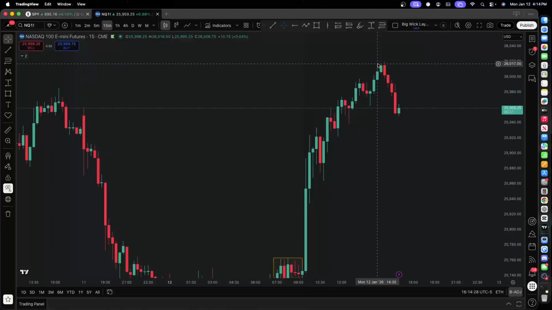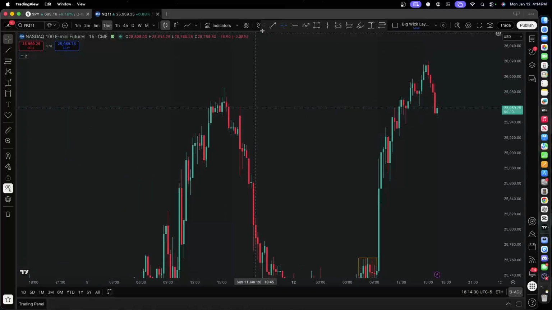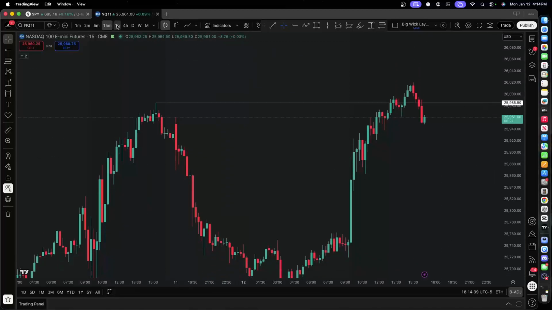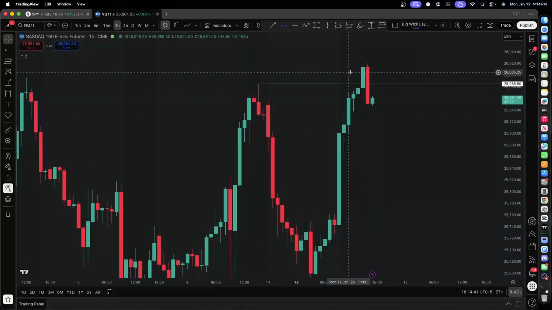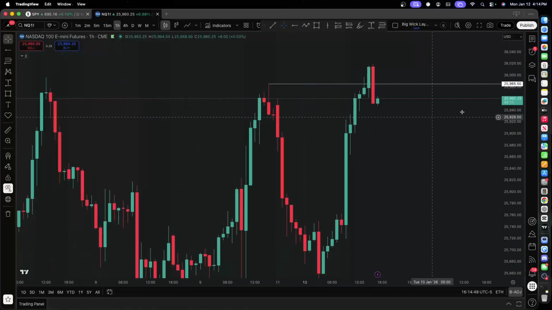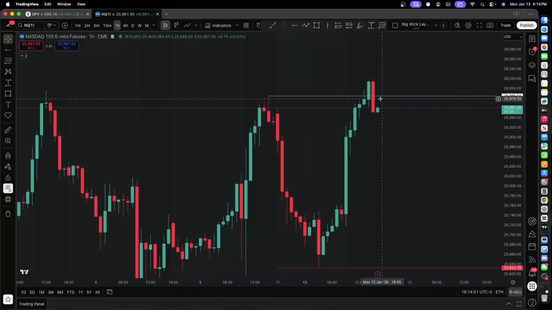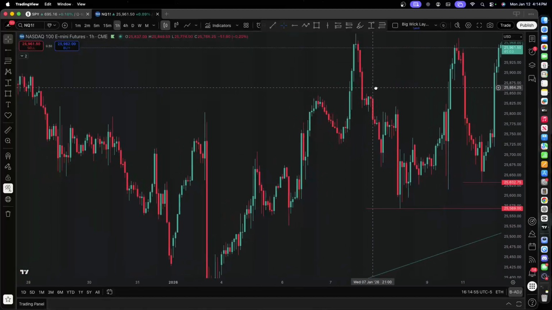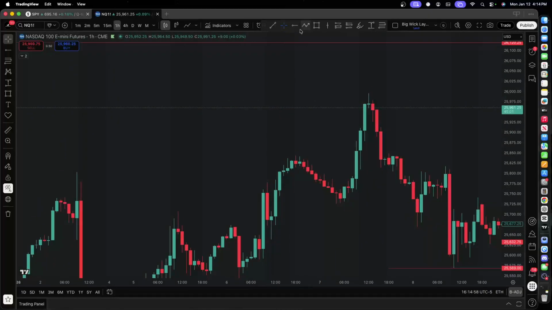Now, it's pretty self-explanatory. Let me see if I can find what would be confusing. Okay. Is this a break of structure? Depends on the time frame you're on, right? Because on the 1 hour, yes, technically. On the 4 hour, no, right? So just like trends change based on time frames, so do breaks of structure and changes of character.